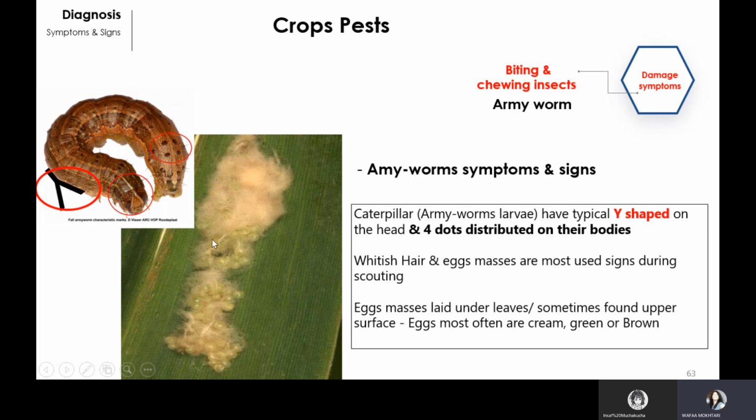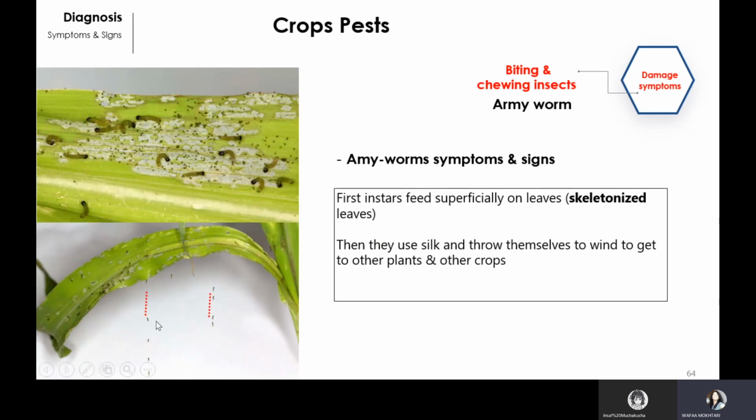To diagnose armyworm, there are other signs to see, like the whitish hair and egg masses, which are really important signs during scouting. These egg masses are laid under leaves, sometimes found on the upper surface of the leaf. Okay? They are most often creamy, green or brown egg masses. Sometimes you may see some skeletonized leaves. This is also a symptom of armyworm larva.